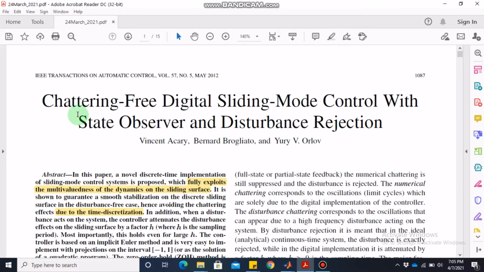Today we are going to discuss this paper from IEEE Transactions on Automatic Control, published in 2012. The interesting thing about this paper is that it proposes a chattering free digital sliding mode control as opposed to the continuous time sliding mode control that we have been discussing mostly in the previous videos. This one is the digital and with state observer and disturbance rejection.